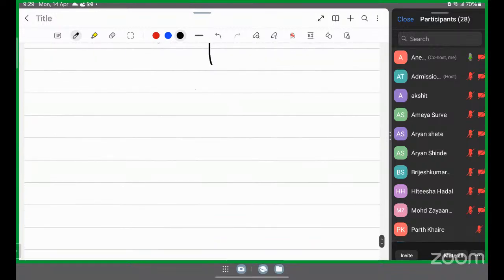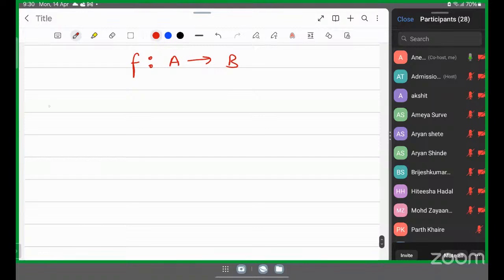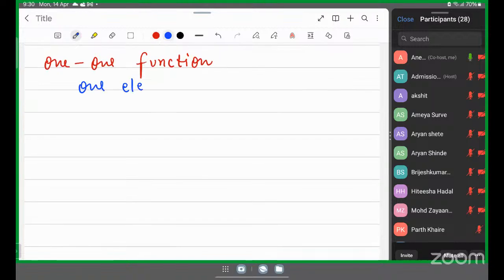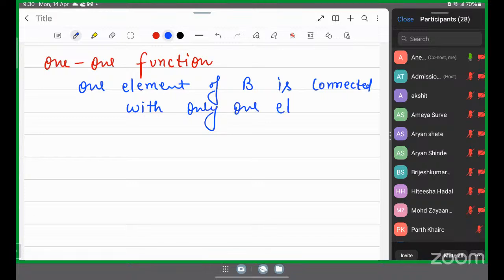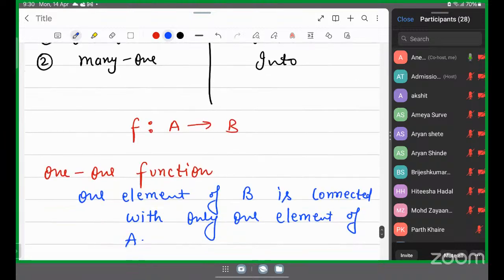To understand, let's say we have a function f defined from set A to set B. What do we mean by a one-one function? A one-one function means one element of set B is connected with only one element of set A, which means any element in set B cannot have more than one pre-image.